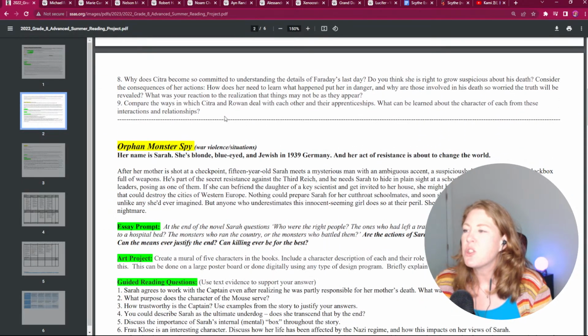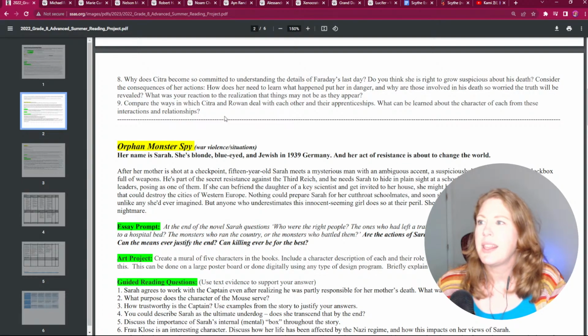Why does Citra become so committed to understanding the details of Faraday's last day? Do you think she's right to grow suspicious about his death? Consider the consequences of her actions. How does her need to learn what happened put her in danger? And why are those involved in his death so worried the truth will be revealed? What is your reaction to the realizations that things may not be as they appear? Okay, so many questions in that one little number.